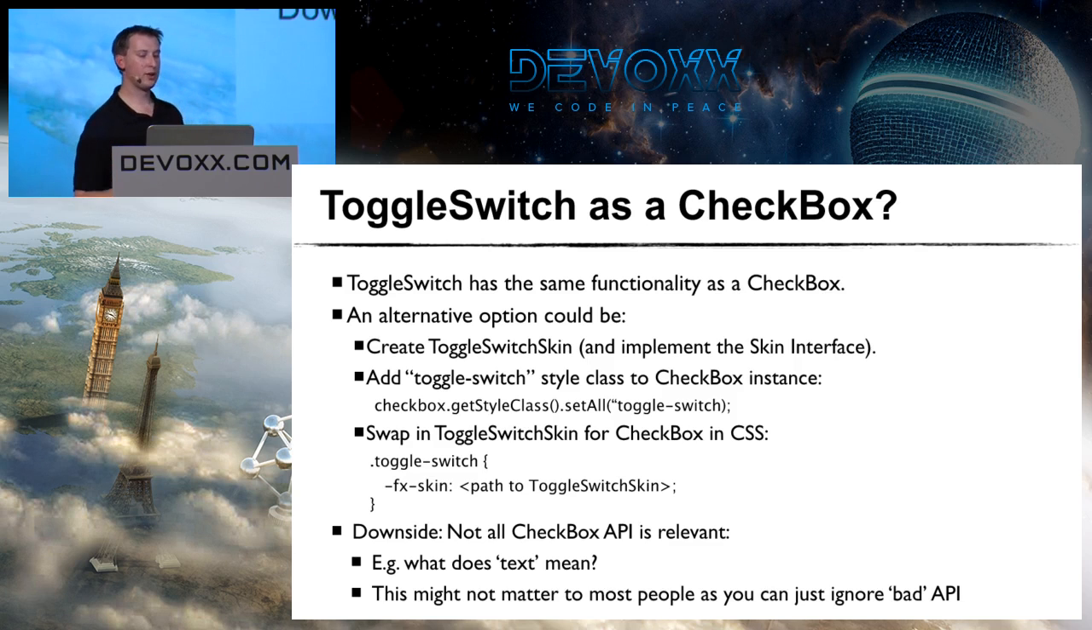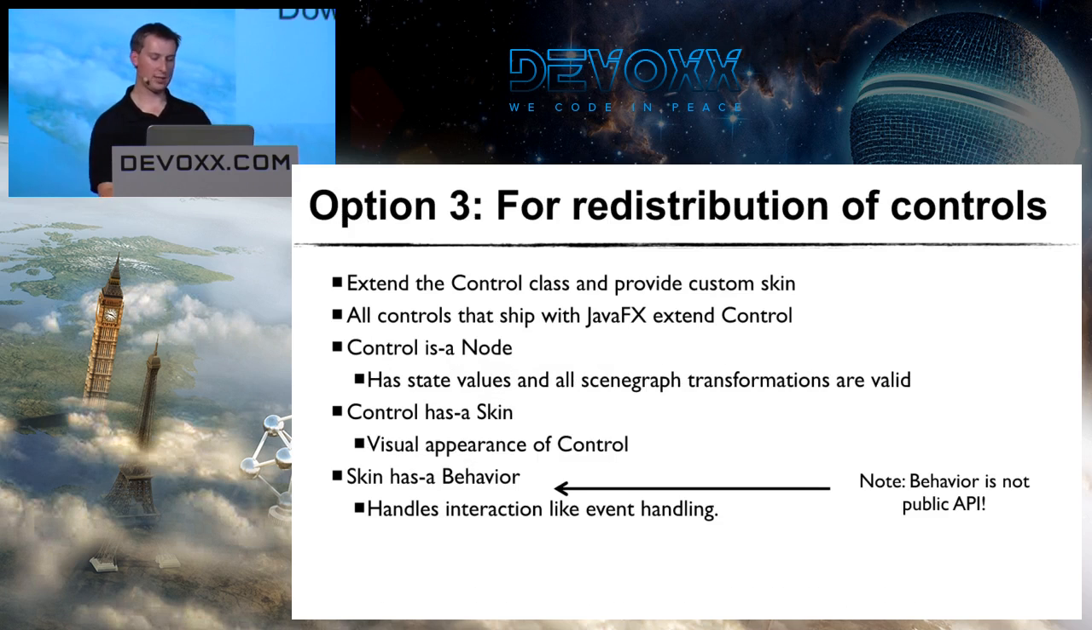But if you wanted to do it this way, you'd write a ToggleSwitch skin that implements the Skin interface. You'd add ToggleSwitch to the checkbox. So when you create your checkbox instance, you'll go checkbox.getStyleClass().setAll("ToggleSwitch"). Sorry, there's a missing comma there, and quote marks. And then in your CSS, you'd basically switch what CSS is used for toggle switches by passing in the -fx-skin.